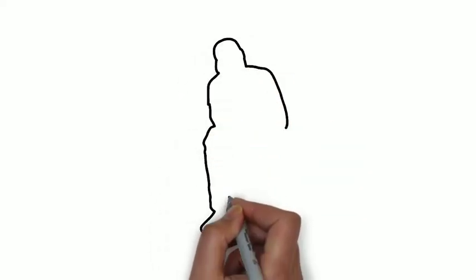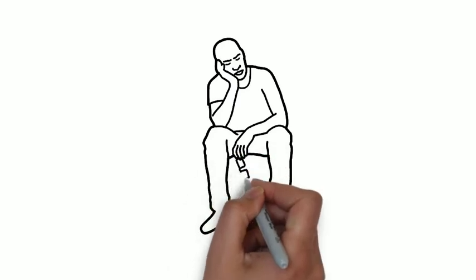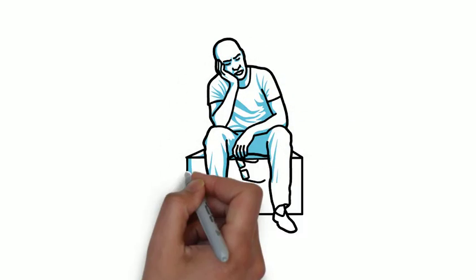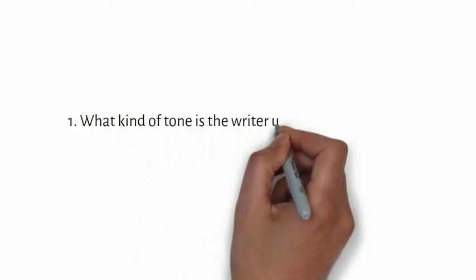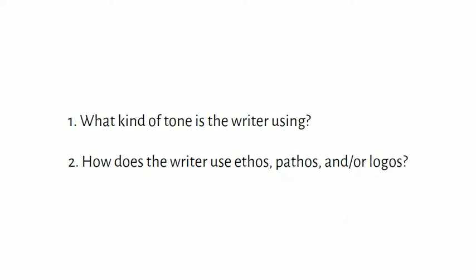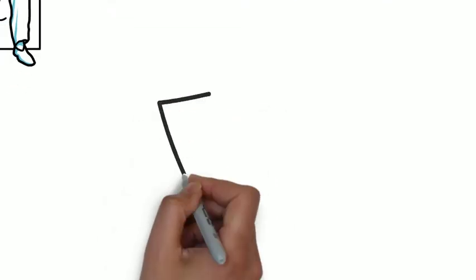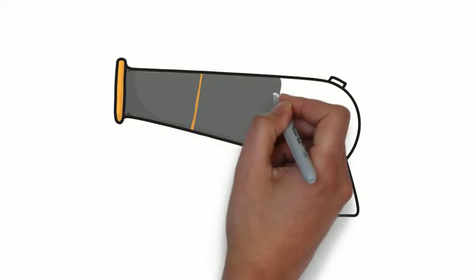If you have difficulty focusing on where to begin on the rhetorical analysis prompt, I would start with these two questions. What kind of tone is the writer using? And how does the writer use ethos, pathos, and/or logos? There are, of course, many other ways of analyzing a text. However, by answering these two questions, you at least give yourself a foundation in which to attack the prompt.